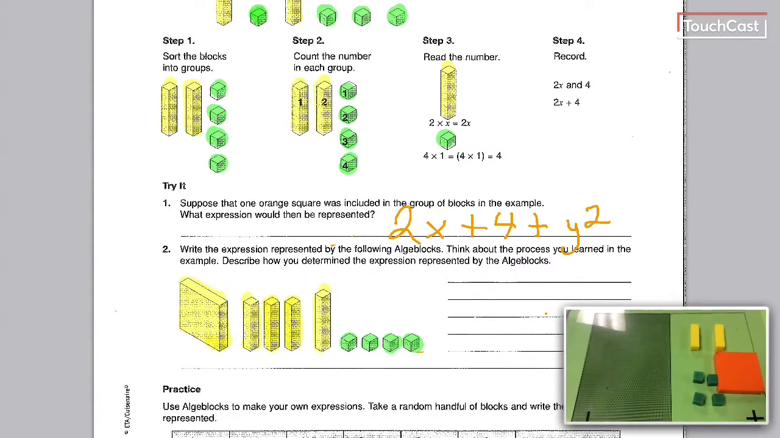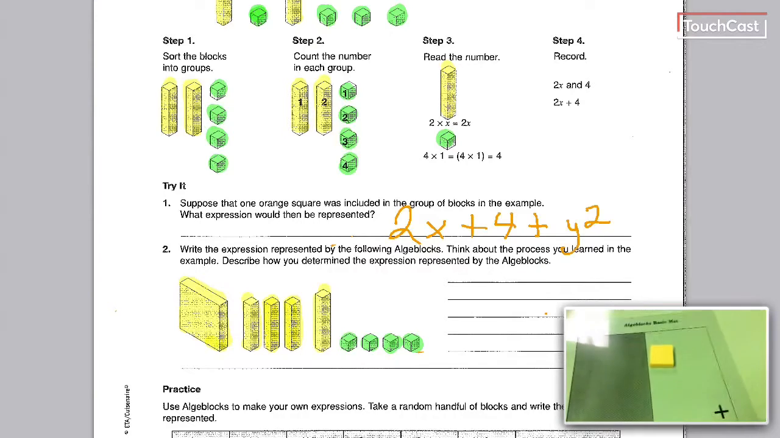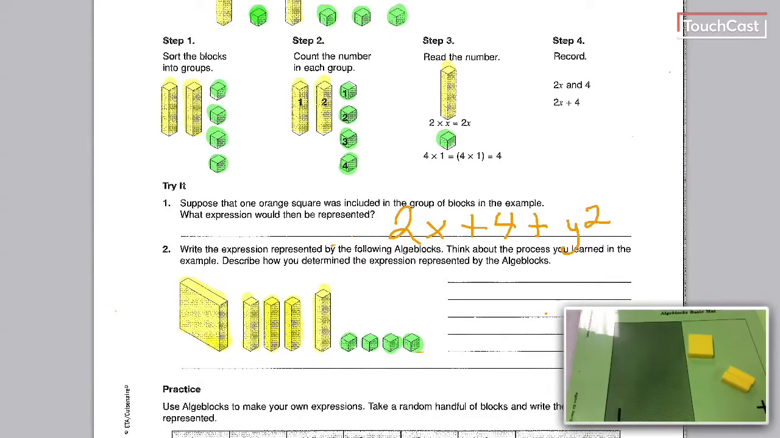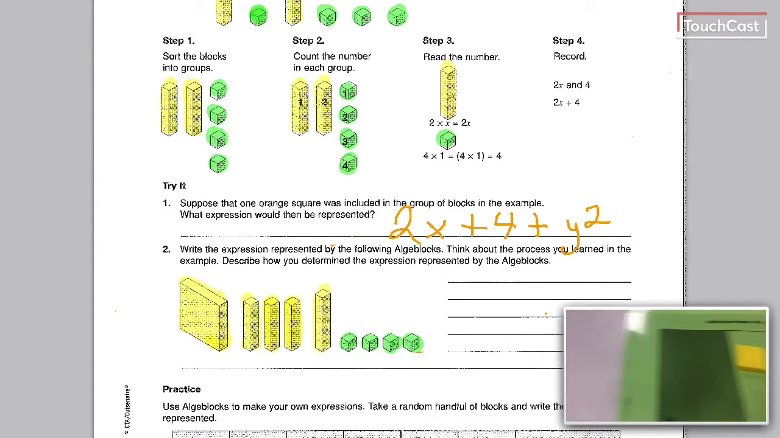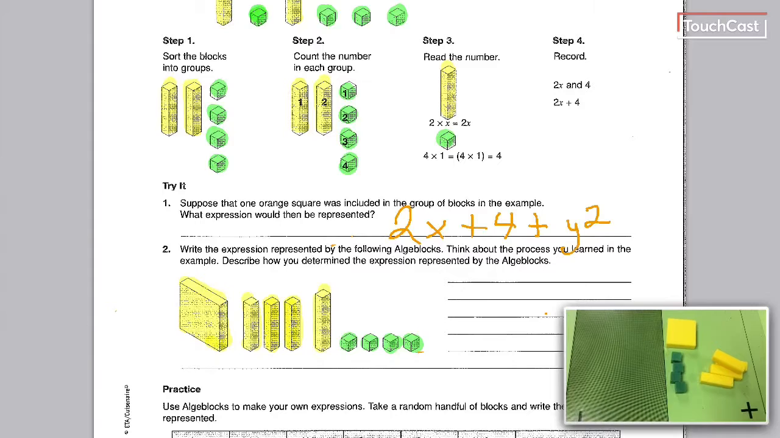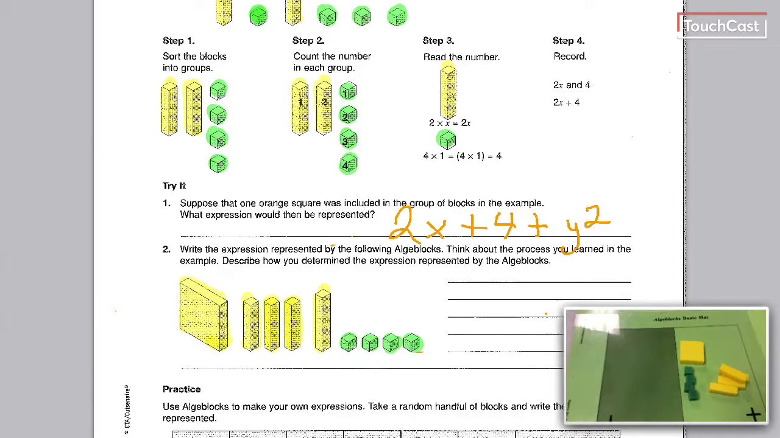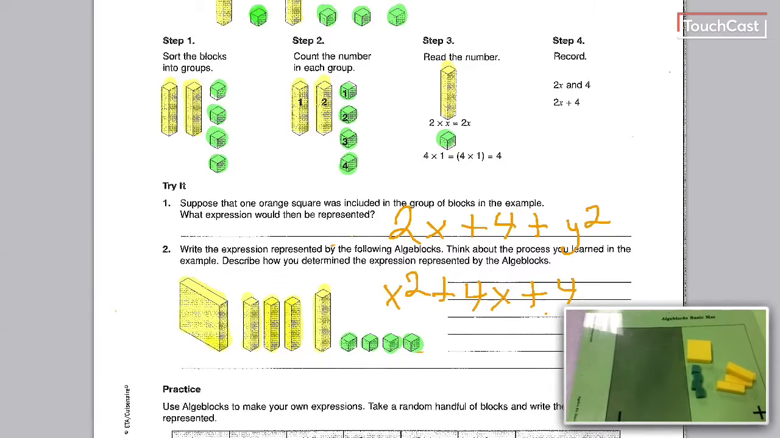Write the expression represented by the following algeblocks for number 2. I'm going to go ahead and get them out as well. Okay, so it looks like I have 1 yellow square, 4 yellow rectangles, and 4 green cubes again. That's what I have. Go ahead and write the expression next to this example, and then pause the video and come back and check your answer when you've finished. The answer that you should have gotten is an x squared, because that's the yellow square. You have 4x, because there are 4 yellow x's, and you have 4 green cubes, which is 4. Okay, hopefully that's the same response that you got.